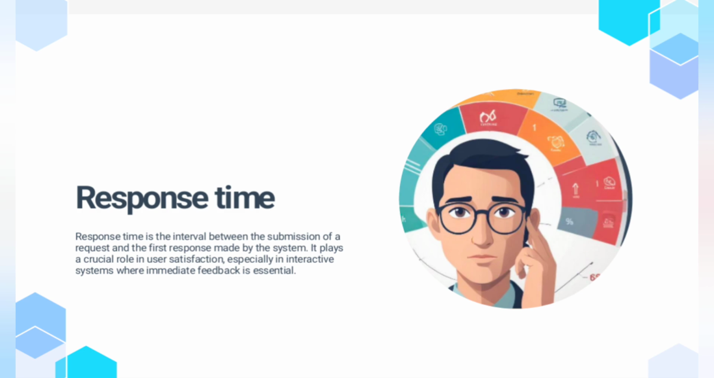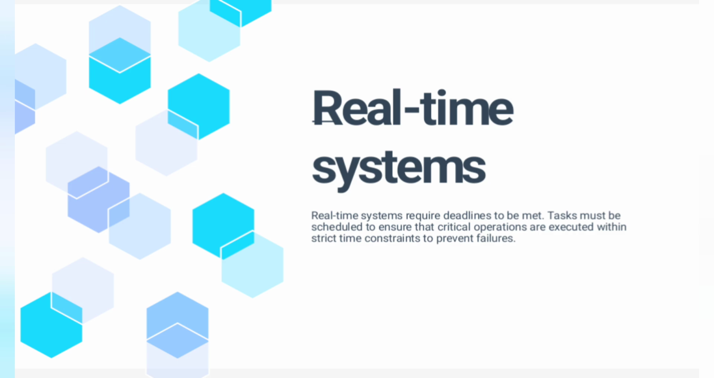Next, waiting time. Waiting time measures how long a process has been in the queue waiting for the CPU. It significantly affects overall system performance and efficiency, since longer waiting times lead to delays in process execution.